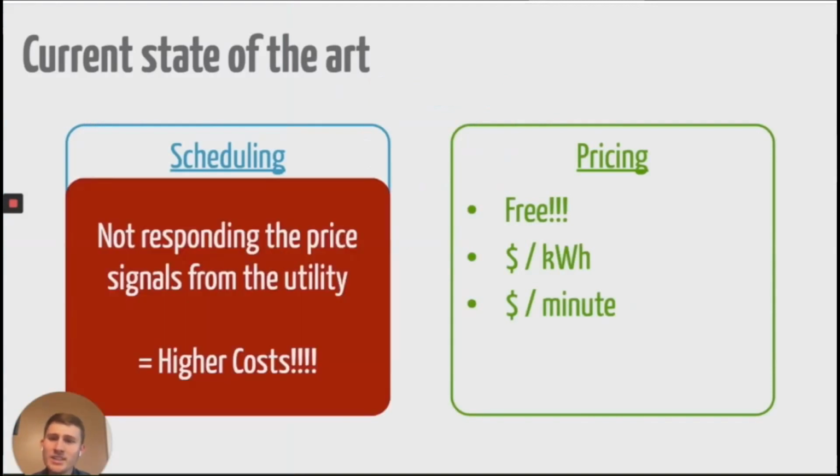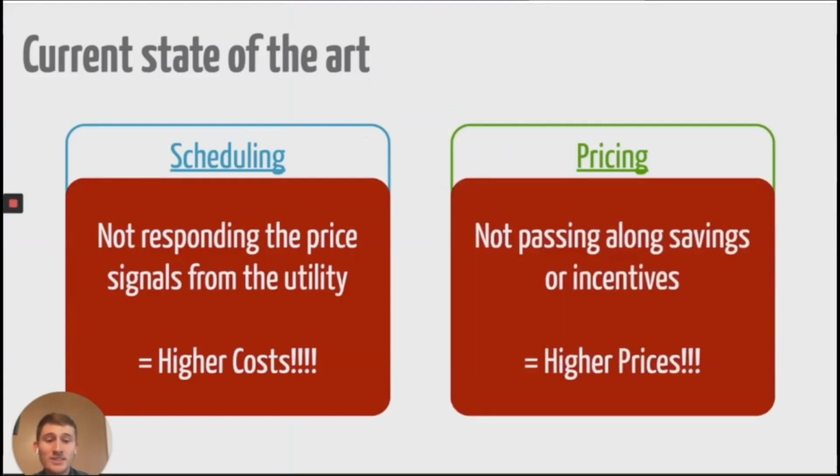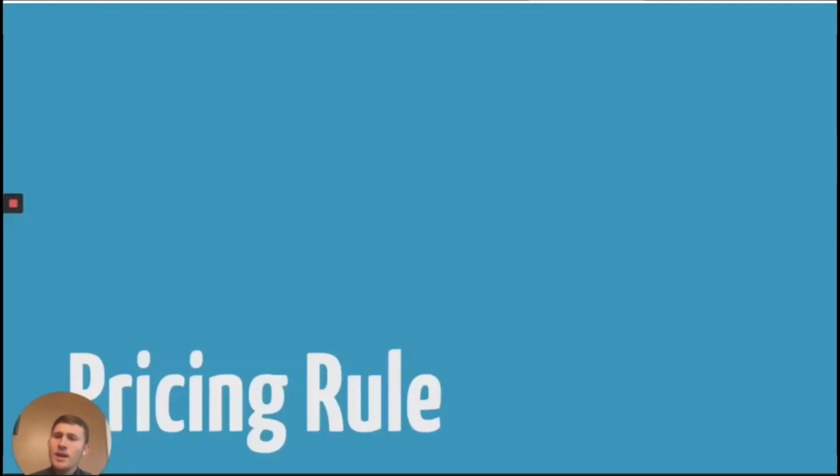So if we look back at the current state of the art, in terms of scheduling, we're not responding to any price signals from the utility, and that means we're paying higher costs. At the same time, we're not providing any incentives or savings to our users, and that means they're paying high prices, and they're not happy about that. So that brings us to our pricing rule.